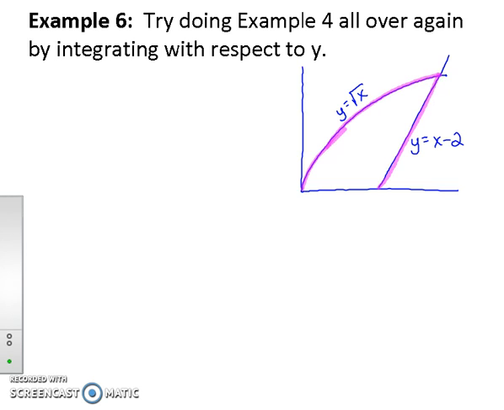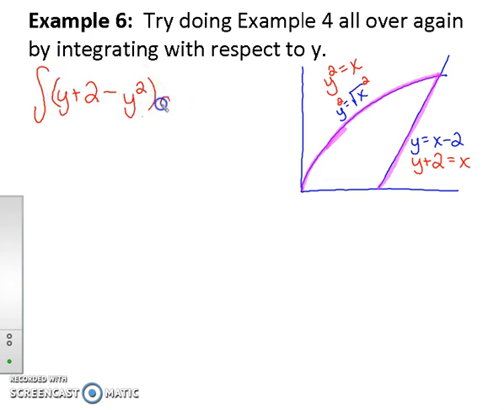So that means that in terms of integrating, I could integrate with respect to y and just do the line minus the curve. The only thing is, though, these have to be in x equals form in order to integrate with respect to y. So this one is easy to do, x equals y plus 2, so that would come first. And then this one, to get it in terms of x, we would square both sides. So we would get y squared equals x. So x equals y squared like that.